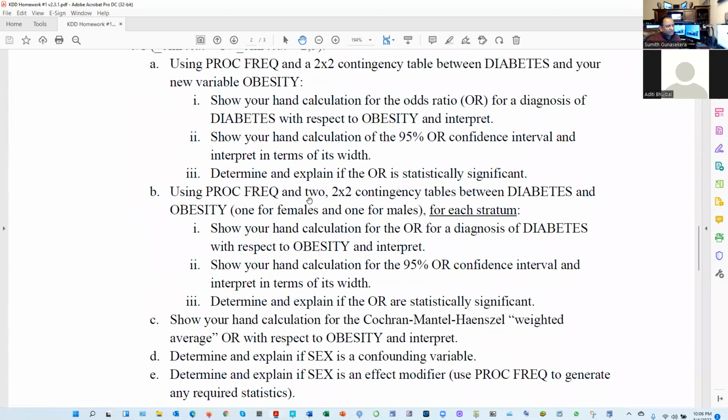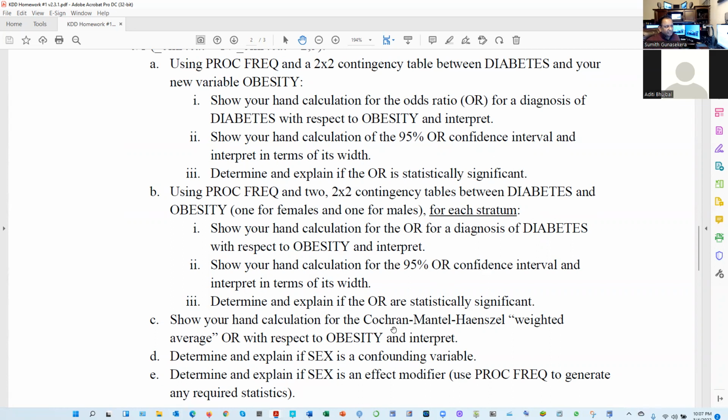Now you're going to go to the PROC3 and then a 2x2 contingency table between diabetes and obesity, but one for female, one for male. It's not by the gender, but by gender, and it should be separate. Let's see how this can be done. One for male, one for female, because we are going in this route now.